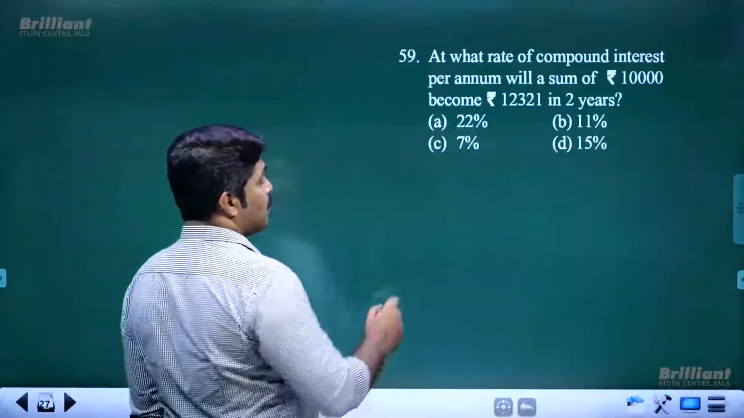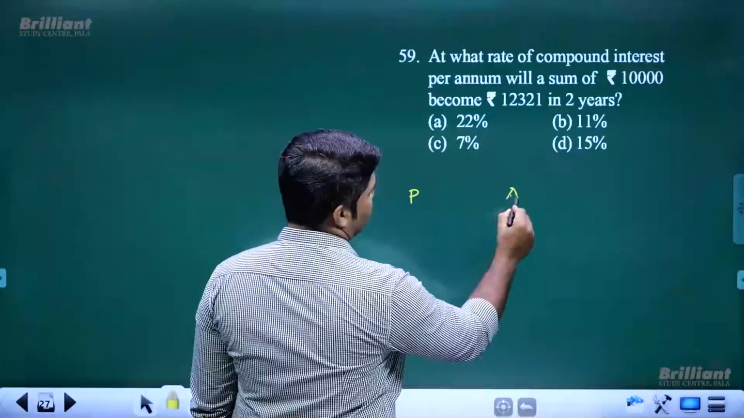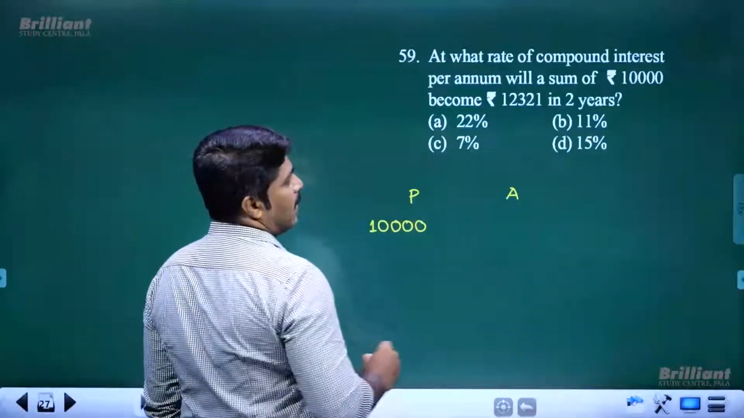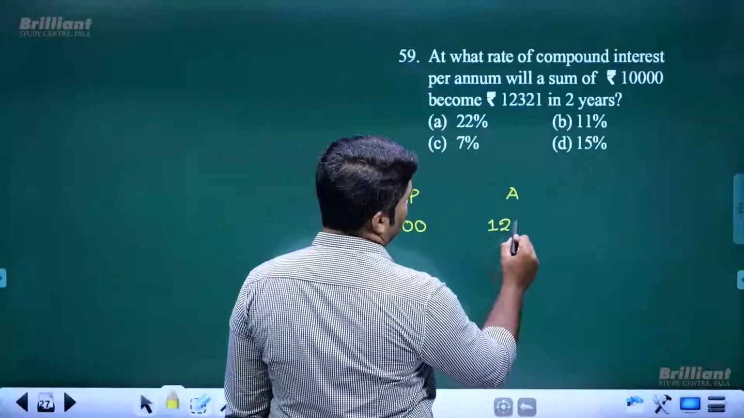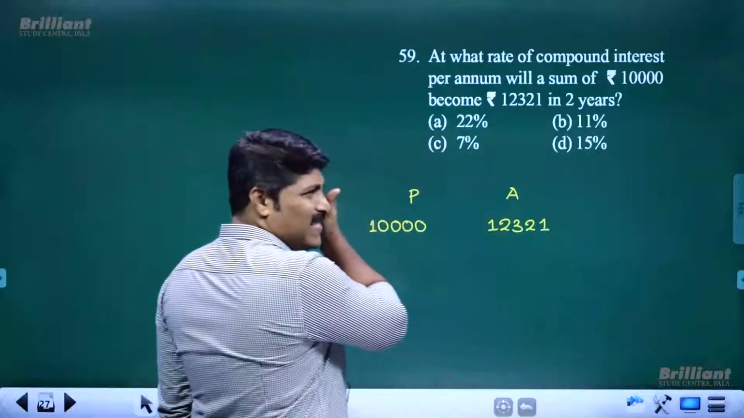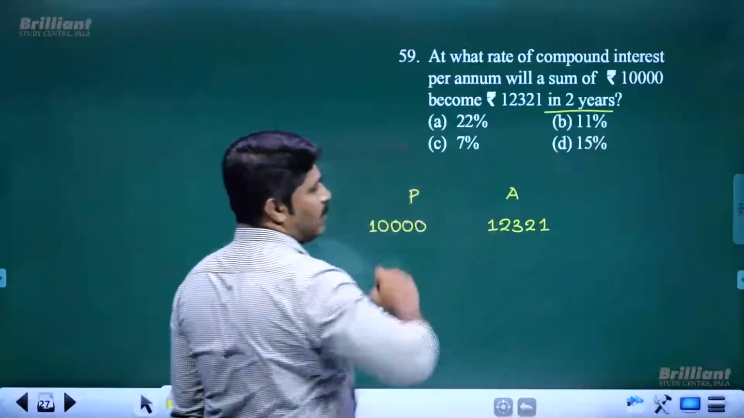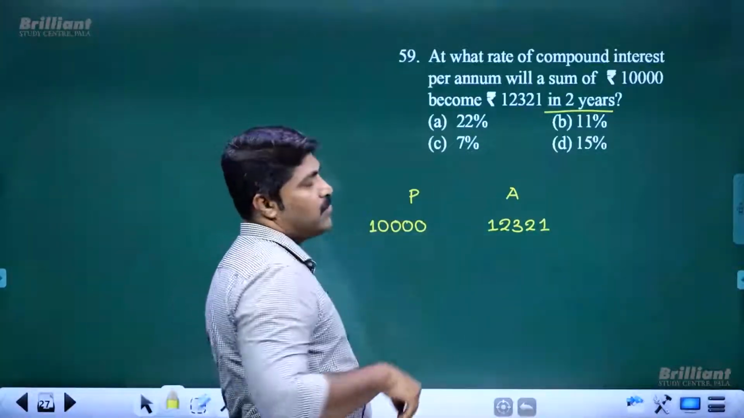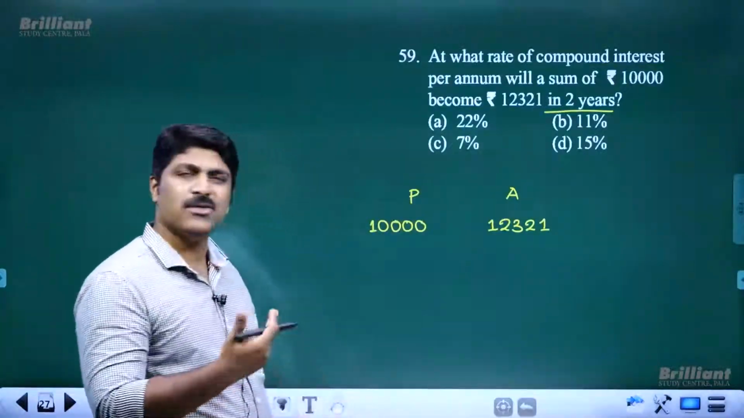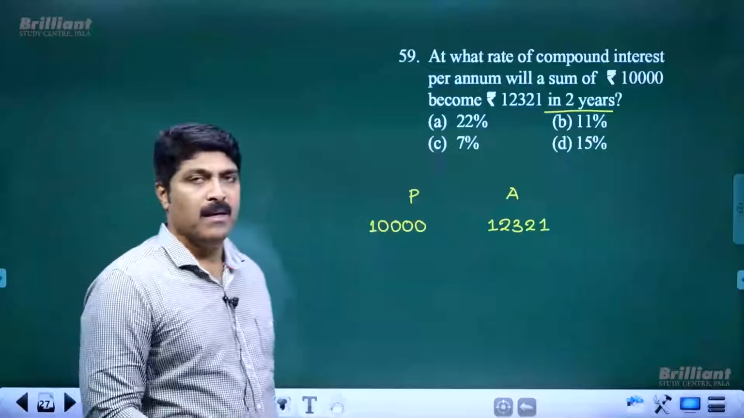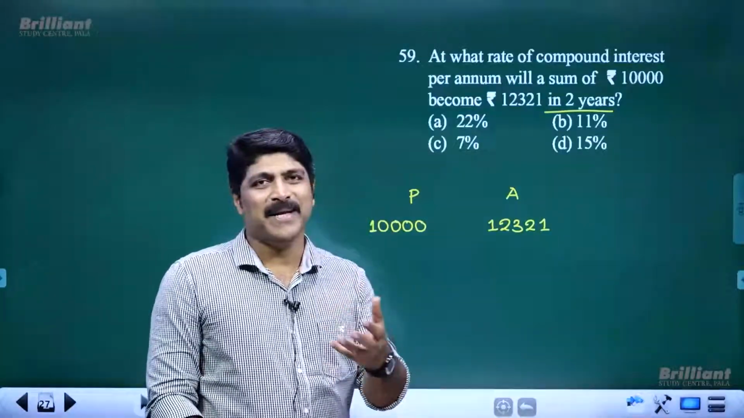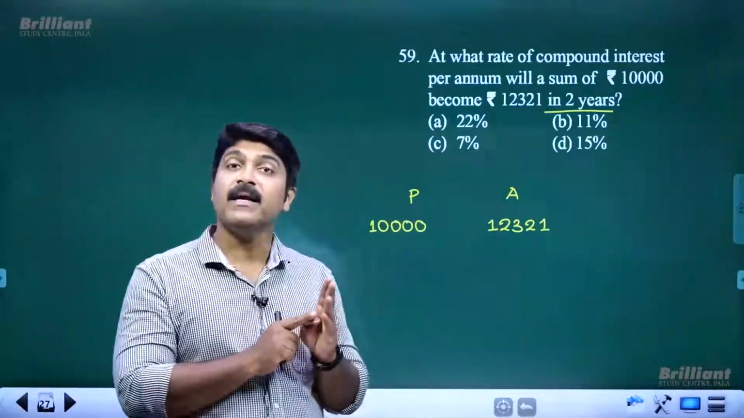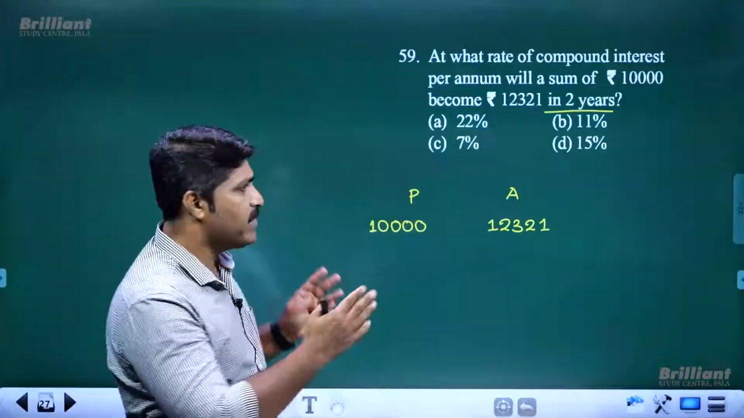Here the very simple approaching style is to consider principal and amount, and write the values like this. The principal is 10,000, and the amount is 12,321. Just note the period is 2 years. Think about our first observation. Can we simplify these two values with any common factors like 2, 3, 5? While observing these values, your numerical skill will support you: there is no common factor for these two values. So first we have to check whether there is any common factor.